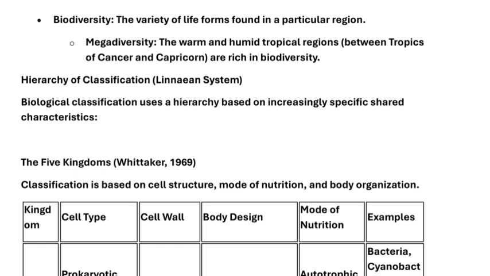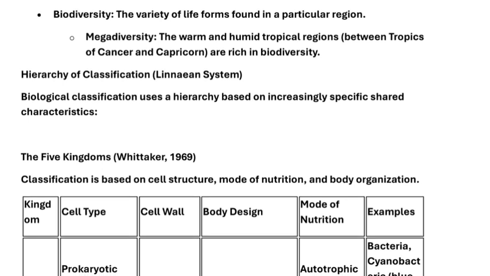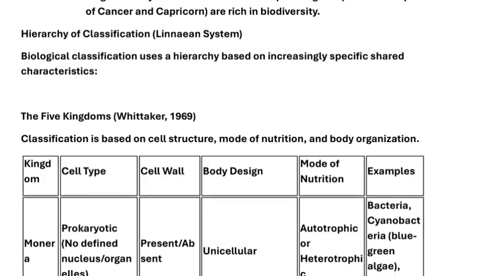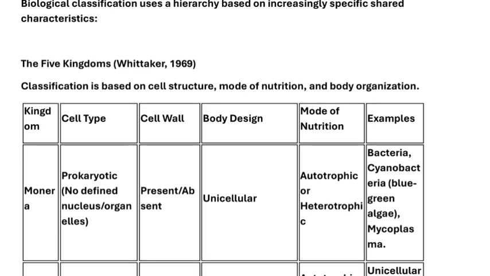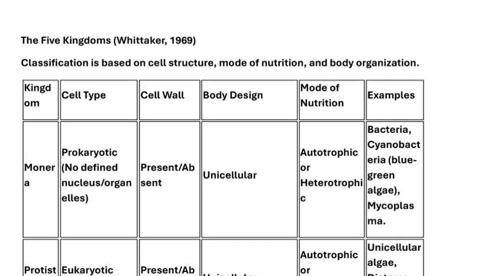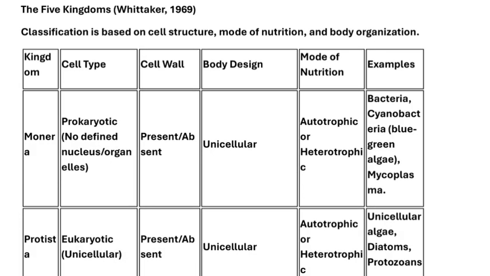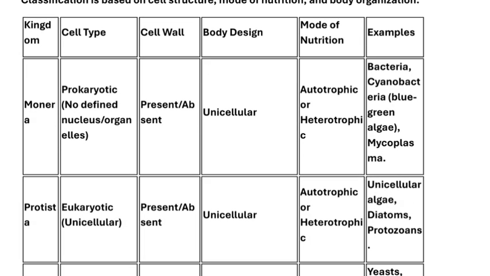Hierarchy of classification. Linnaean system. Biological classification uses a hierarchy based on increasingly specific shared characteristics. The Five Kingdoms, Whittaker, 1969. Classification is based on cell structure, mode of nutrition, and body organization. Kingdom, cell type, cell wall, body design, mode of nutrition.